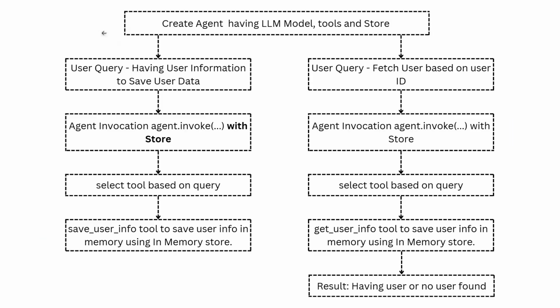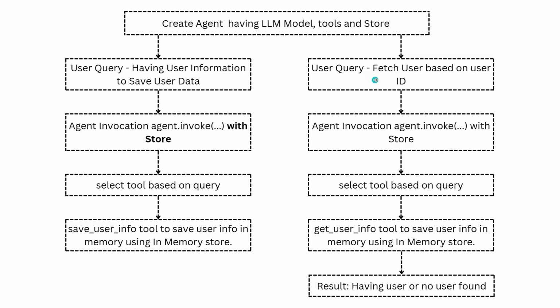Now, quickly let's try to understand the use case we are going to implement as part of this video. We require an agent having an LLM to understand the query, some tools to take actions, and a store, which is a temporary memory to save important stuff. In the next step, the agent will invoke a query and find the suitable tool based on the query. Now it will automatically pick the save user info tool to store the data in the in-memory store.